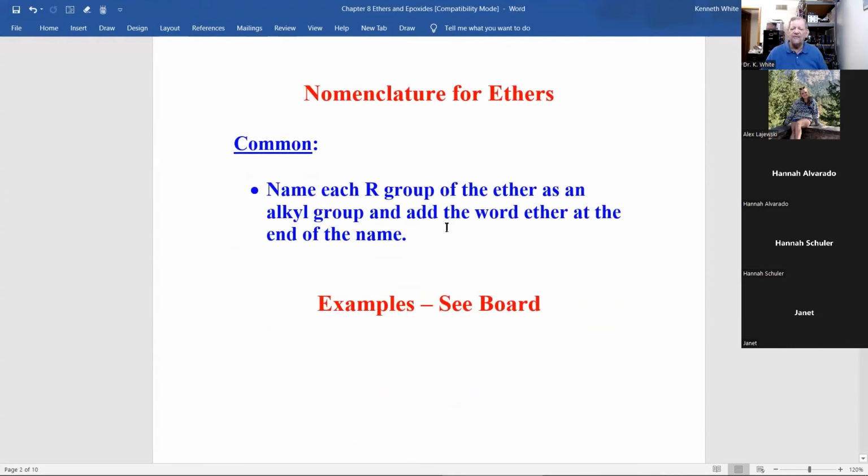Now, for most ethers in our society, we don't use IUPAC names. We use common names. And the way we do common names for an ether, name each R group on the ether as an alkyl group, and then add the word ether at the end. See board for examples.